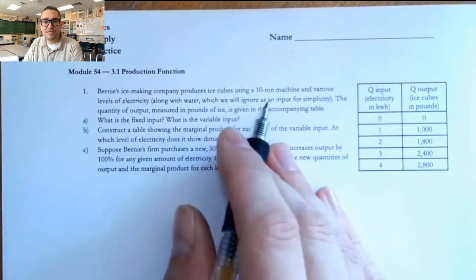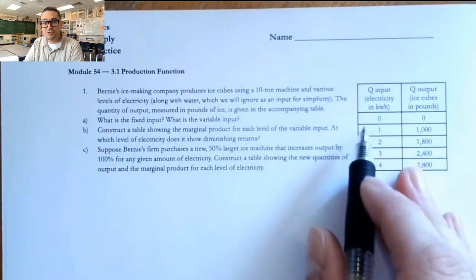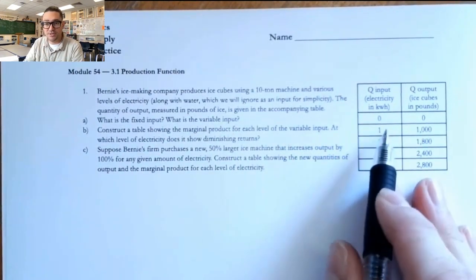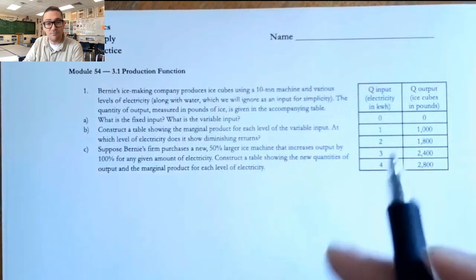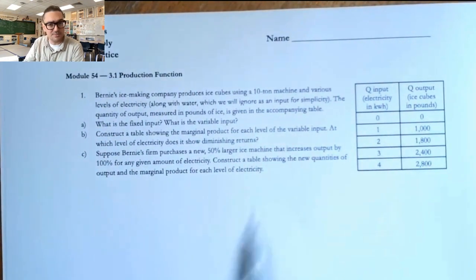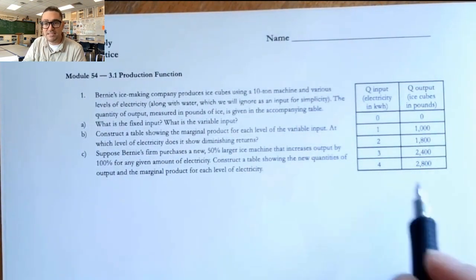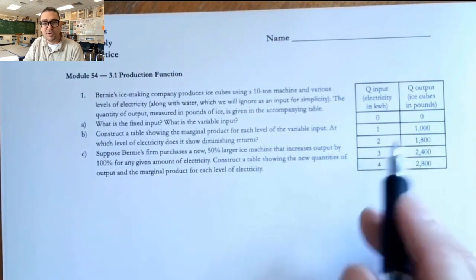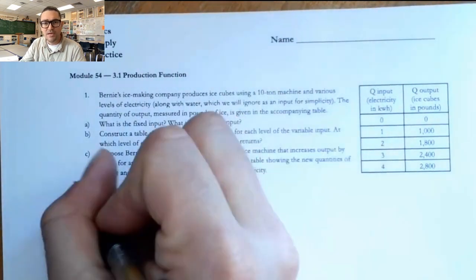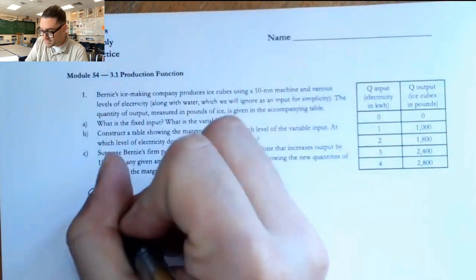So Bernie's ice making company produces ice cubes using a 10-ton machine and various levels of electricity that are labeled over here, 0, 1, 2, 3, 4 kilowatt hours. We'd say that the quantity of output in pounds of ice is given along here. So these are total product and this is total variable input. And it says for part A, what is the fixed input?